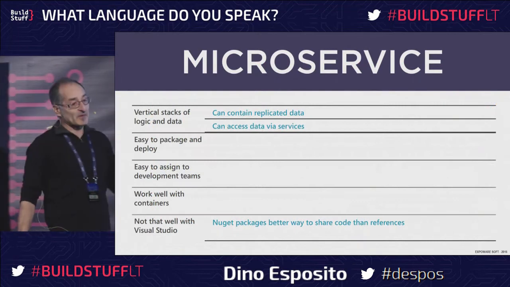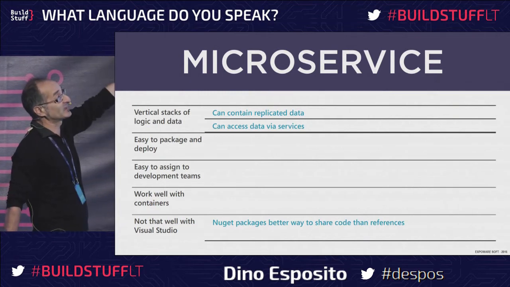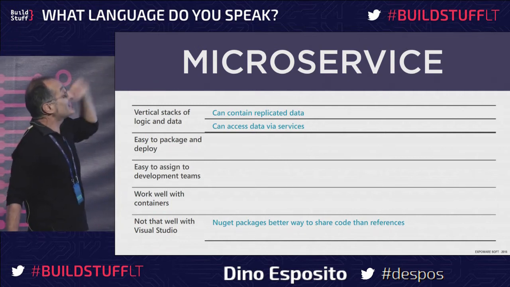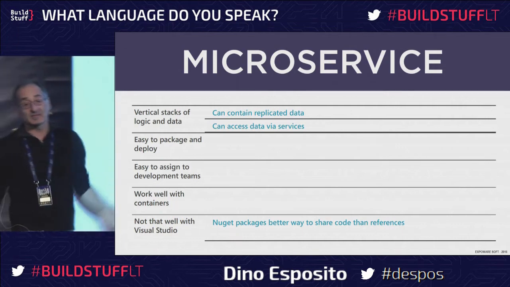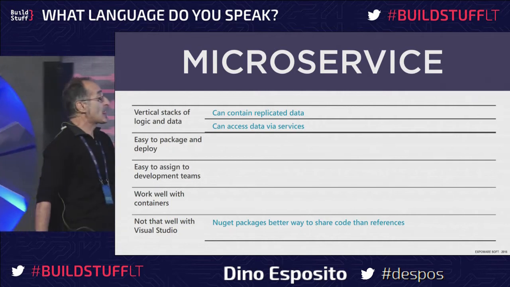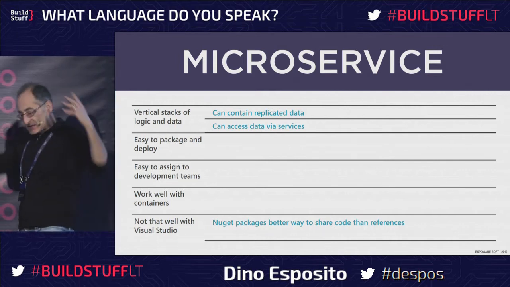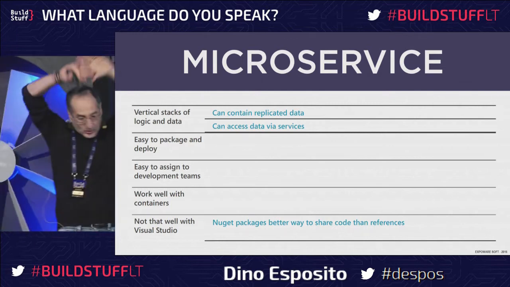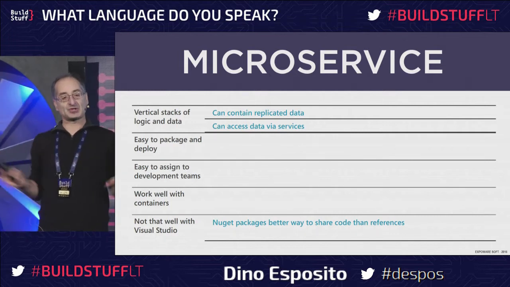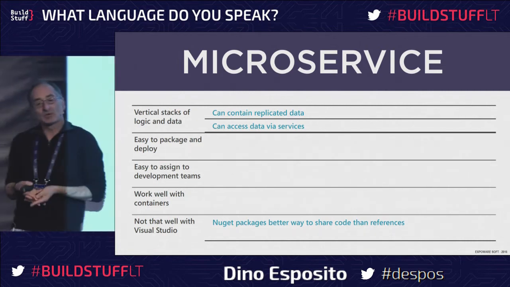So the content of a microservice can be accessed from the outside via those exposed data services, but can also be replicated internally. Easy to package, easy to deploy, easy to assign to development teams, just because of this autonomy in terms of implementation and in terms of deployment. And then the next step is, okay, but once we have all of this, we have started thinking of our application, our overall system, as a collection of interconnected pieces, and we expect those pieces to be easy to deploy.